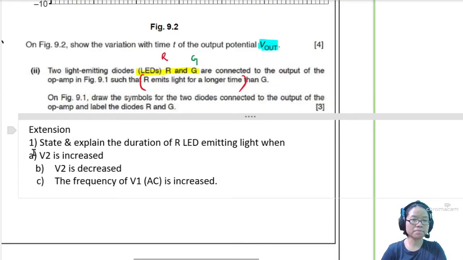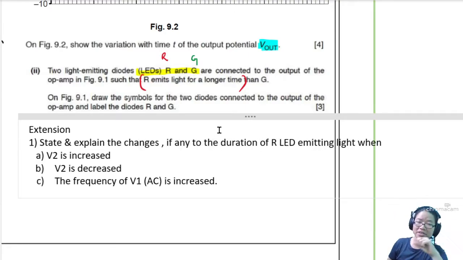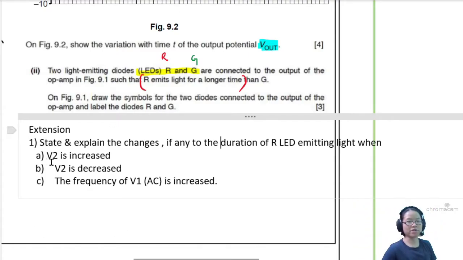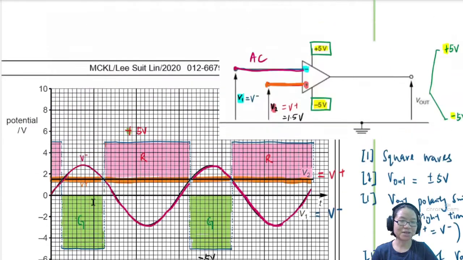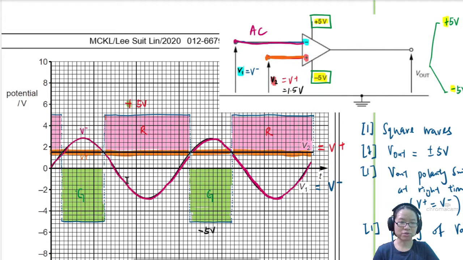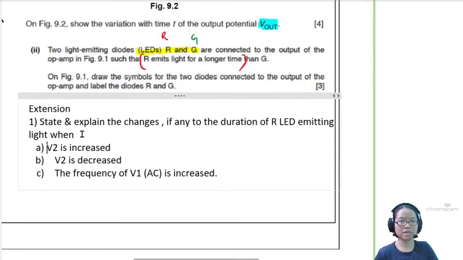Okay, so state and explain. What will happen to the changes, if any, to the duration of the R LED emitting light when V2 is increased, when V2 is decreased, or when the frequency is increased or decreased. These are all the extension questions that I would think of asking if, let's say, I'm setting the paper. So what happens when this value goes up? What happens when this value goes down? Or what happens if I change the alternating current's frequency? Alright, so that's it. Think about this.